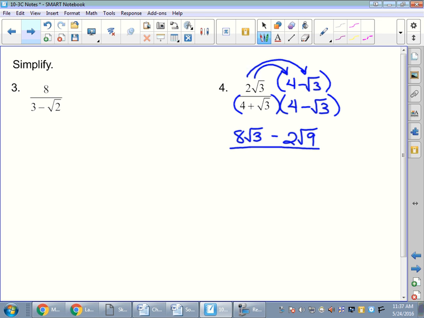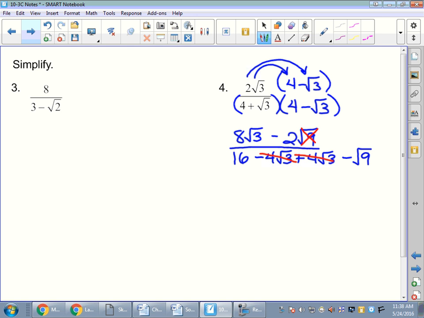On the bottom, first terms gives me 16. Outer gives me a negative 4 root 3. Inside terms gives me a positive 4 root 3. And last gives me a negative root 9. So when I go to clean this up, I'm just going to clean up a few things. Cancel out my two ugly middle terms. They cancel each other out, a positive and negative 4 root 3.